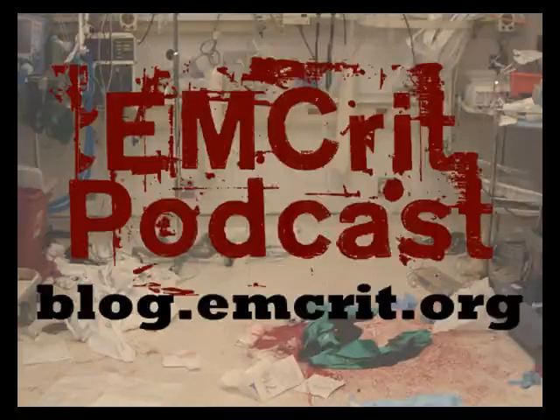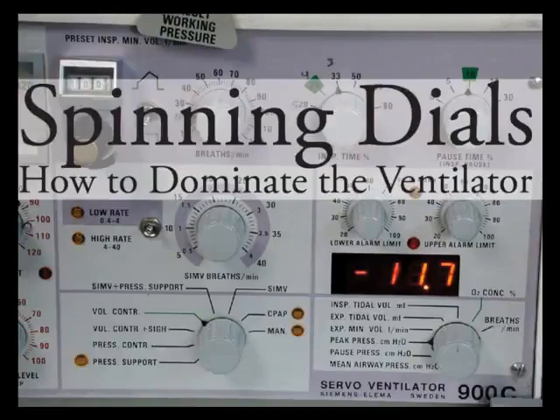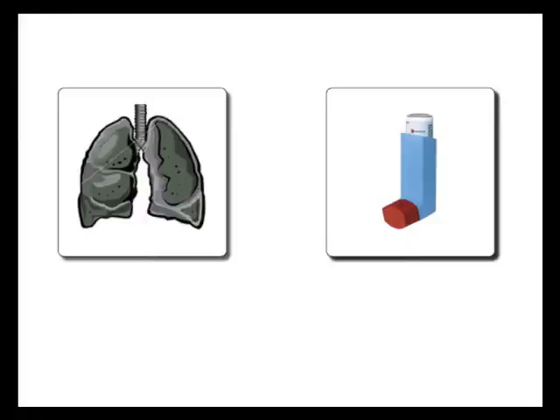All right, so part 2 of not the best ventilator talk ever. And so this is how to dominate the ventilator. Last week we told you there's basically only 2 strategies you need to manage the ventilator in an emergency department patient. There's the injury strategy and the obstruction strategy. If the patient has an obstructive lung disease, like asthma or COPD, then that's the strategy you use. Otherwise, for everyone else, use the injury strategy.